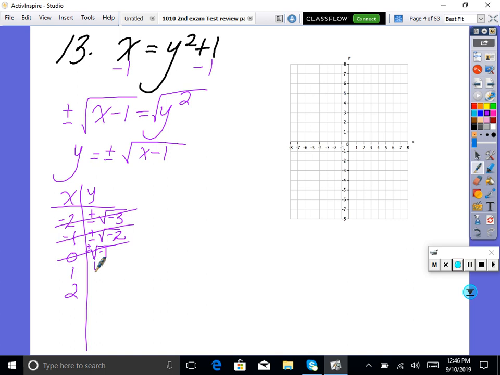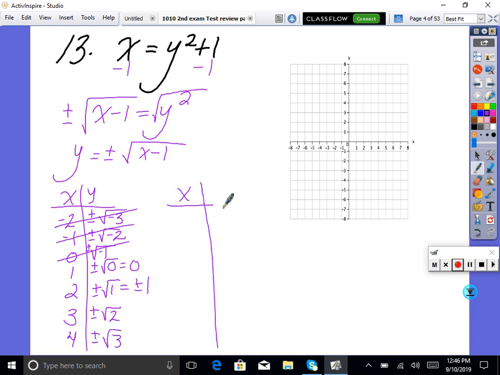Plugging in 1, that'd be plus and minus root 0, which is 0. Plugging in 2, that'd be plus and minus square root of 1, which is plus and minus 1. Okay, that's some good points. Let's try 3. If I plug in 3, I'll have plus and minus the square root of 2. I don't want to do decimals, moving on. Plugging in 4, plus and minus root 3, decimal, I'm going to keep going. I want at least one more whole number point. So plugging in 5, that'd be plus and minus the square root of 4, which is plus and minus 2.